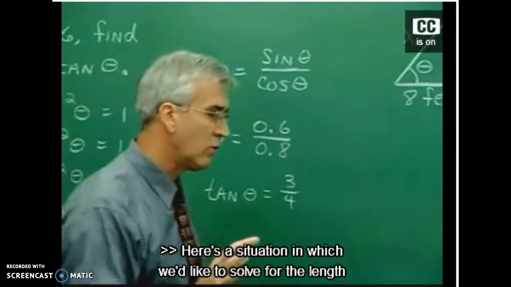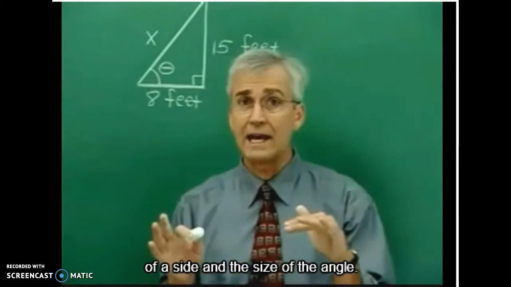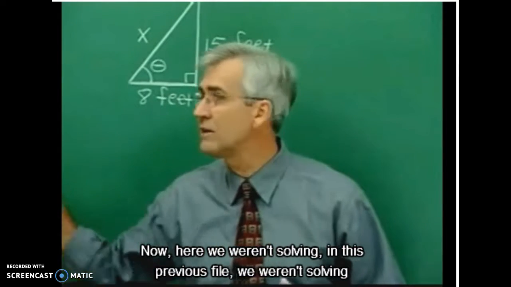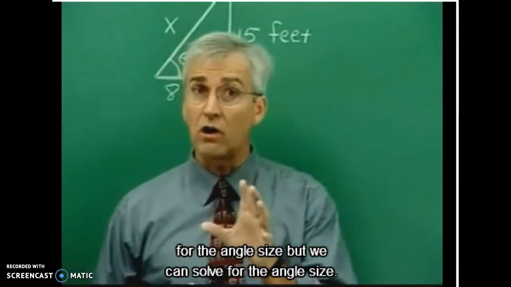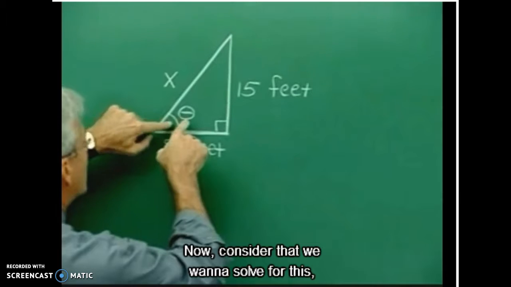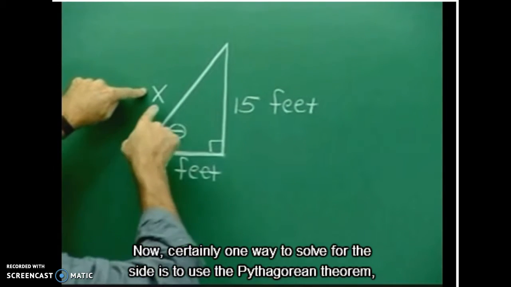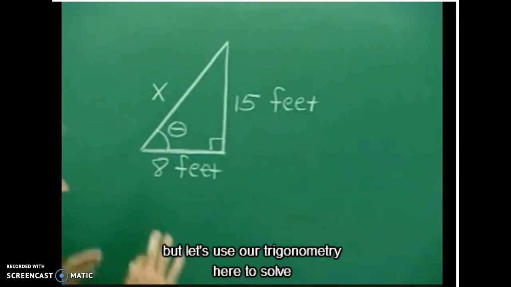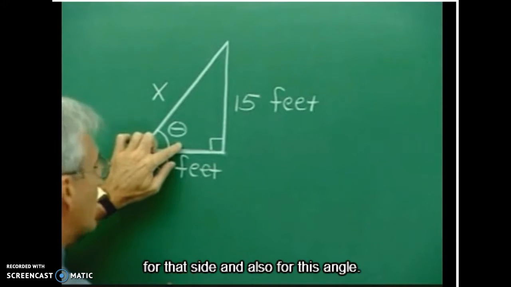Here's a situation in which we'd like to solve for the length of a side and the size of the angle. Now, in this previous problem we weren't solving for the angle size, but we can solve for the angle size. Now, consider that we want to solve for this angle, we want to solve for that side. Certainly one way to solve for the side is to use the Pythagorean theorem, but let's use our trigonometry here to solve for that side and also for this angle.